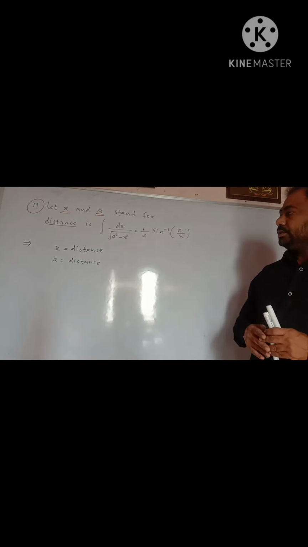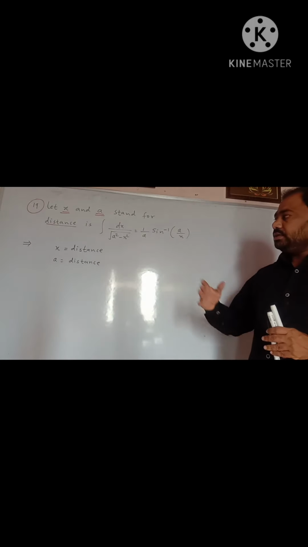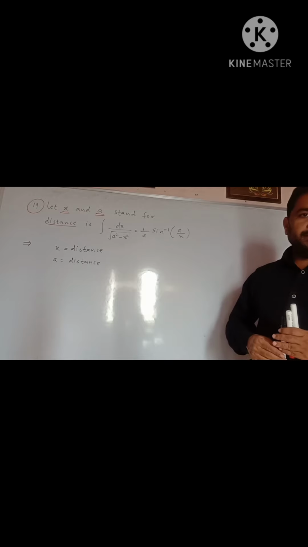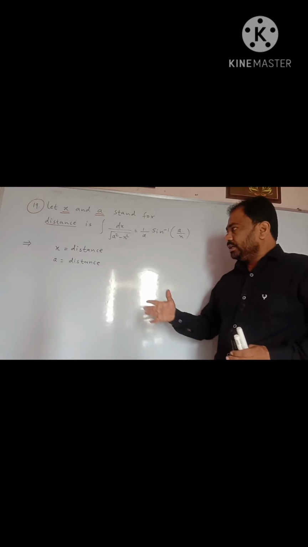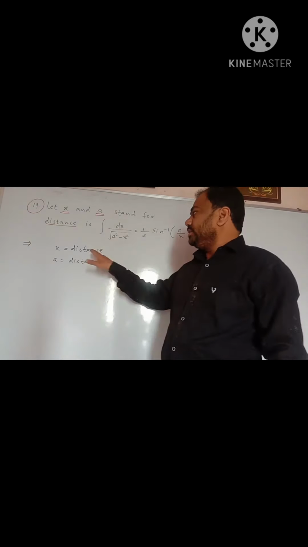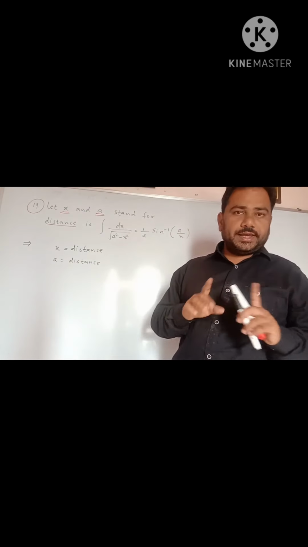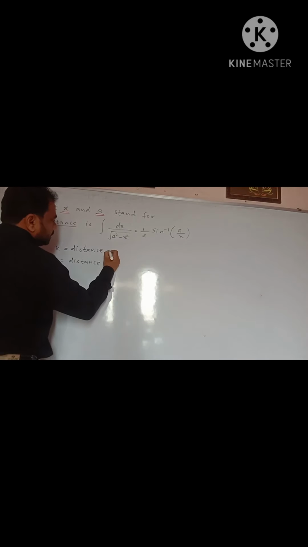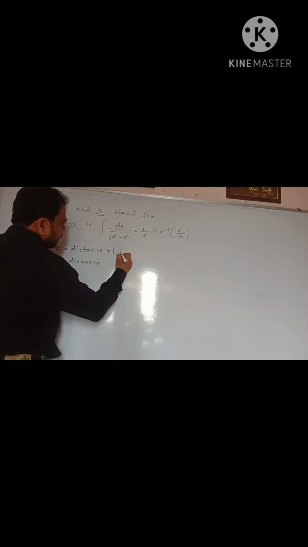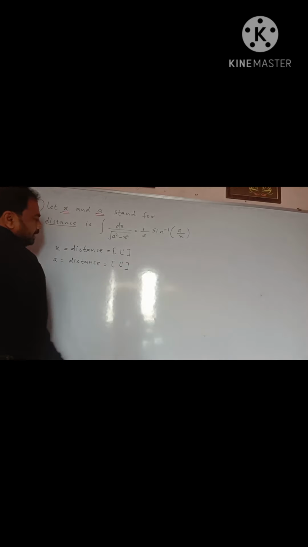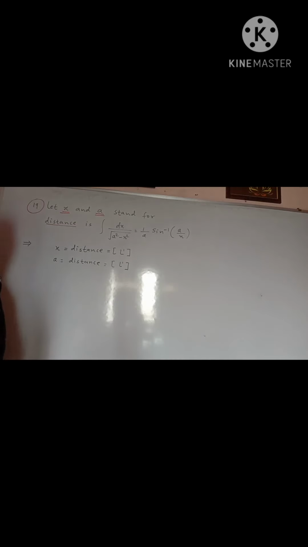So what about the dimensions for x and a? Obviously, this distance is nothing but a length. Therefore, we can write the dimension of x as L^1, and the dimension of a as L^1, because they are distances.